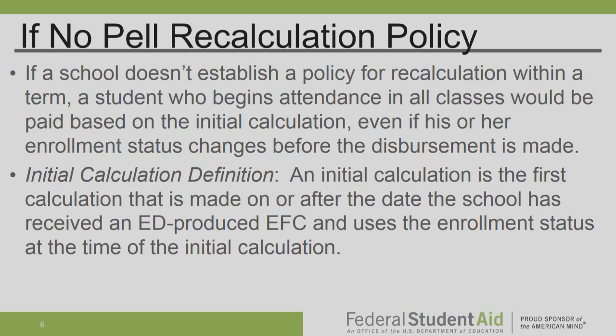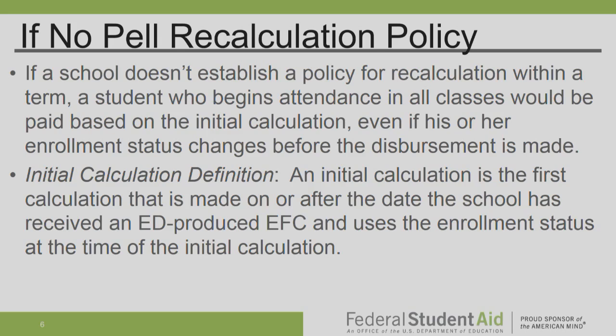Now, the all classes thing, I'll get into a little bit more on what I mean by that. The key here is that we're going to use the initial calculation, even if his or her enrollment status changes before the disbursement is made. It's okay, I'll give you examples so we understand what that means. Now, this initial calculation definition, that's the key word. Well, what do you mean I have to use the initial calculation if I don't have a policy? How do you define that?